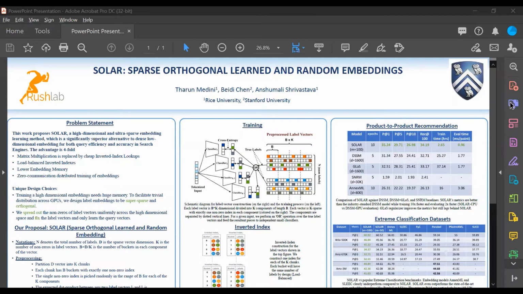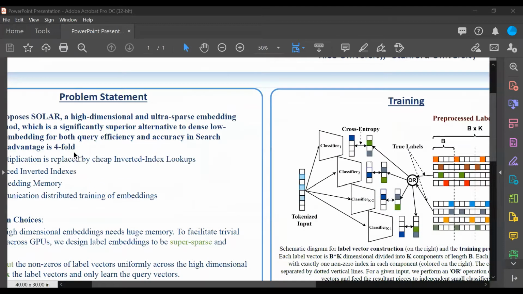Hello everyone, I'm Tharun. I'm going to present this poster called Solar, which is a new algorithm to train high dimensional sparse embeddings as opposed to low dimensional dense embeddings for the purpose of search engines.